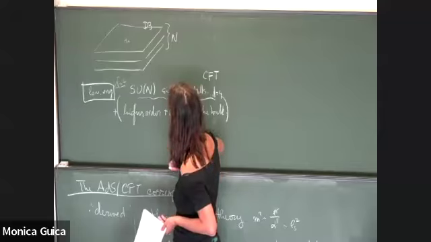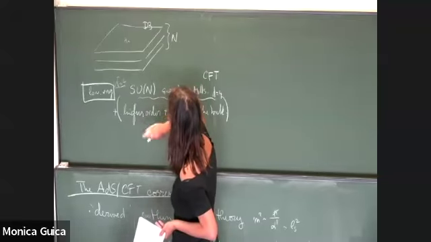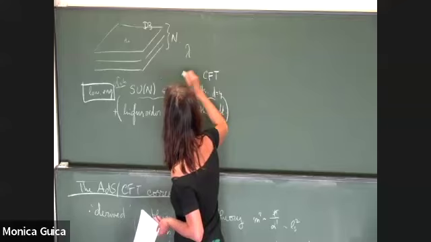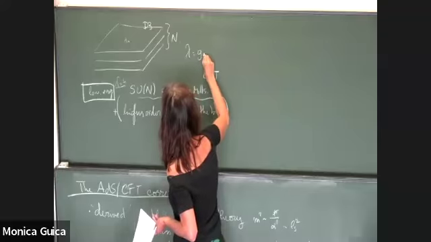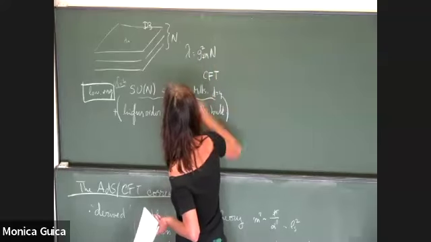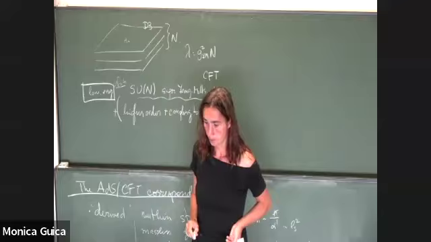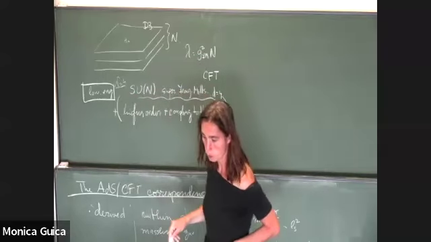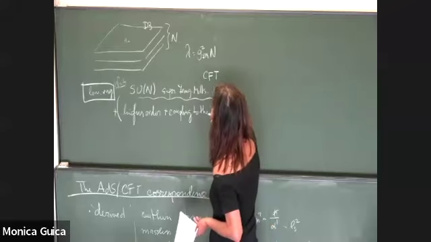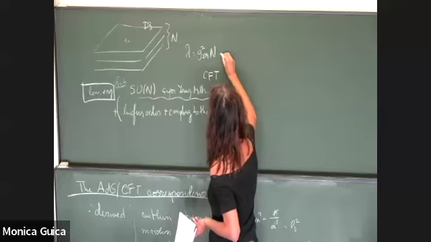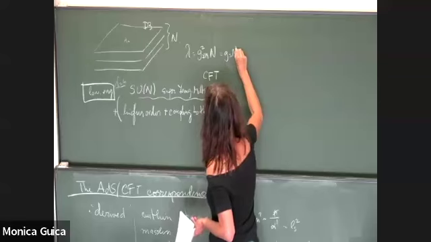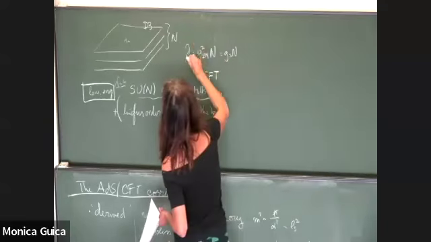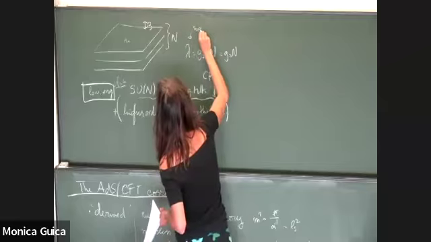When g string is very small, and actually in the case of N D3 branes, the relevant coupling is the so-called 't Hooft coupling, which is g Yang-Mills squared times the number of branes. Okay, the N from the SU(N). Actually, this is the 't Hooft coupling defined for an SU(N). And this is equal also to g string times N in terms of the string coupling. So this description is valid when this lambda is weak.